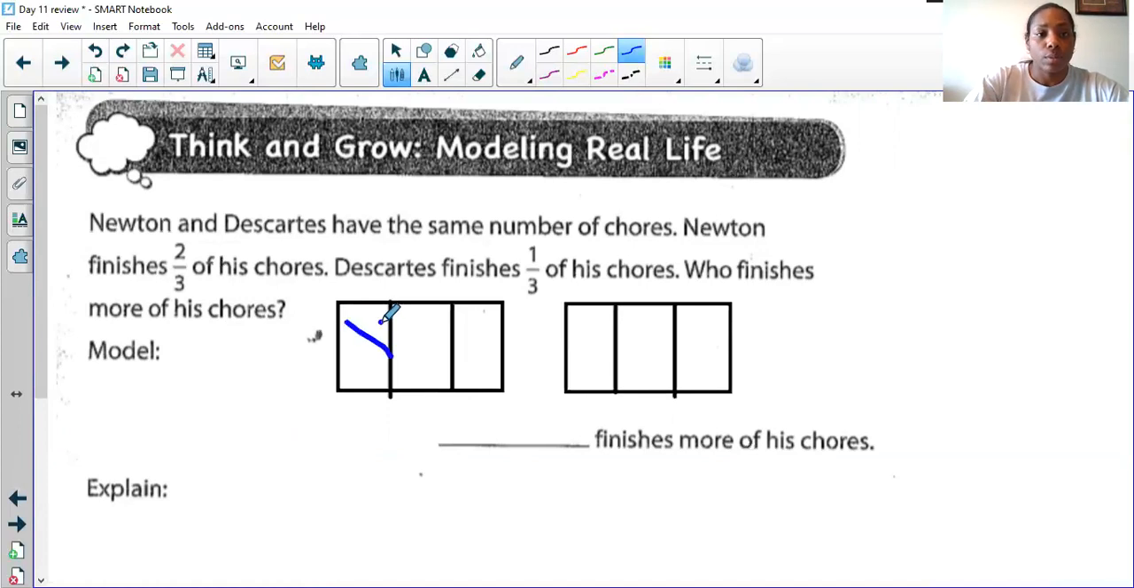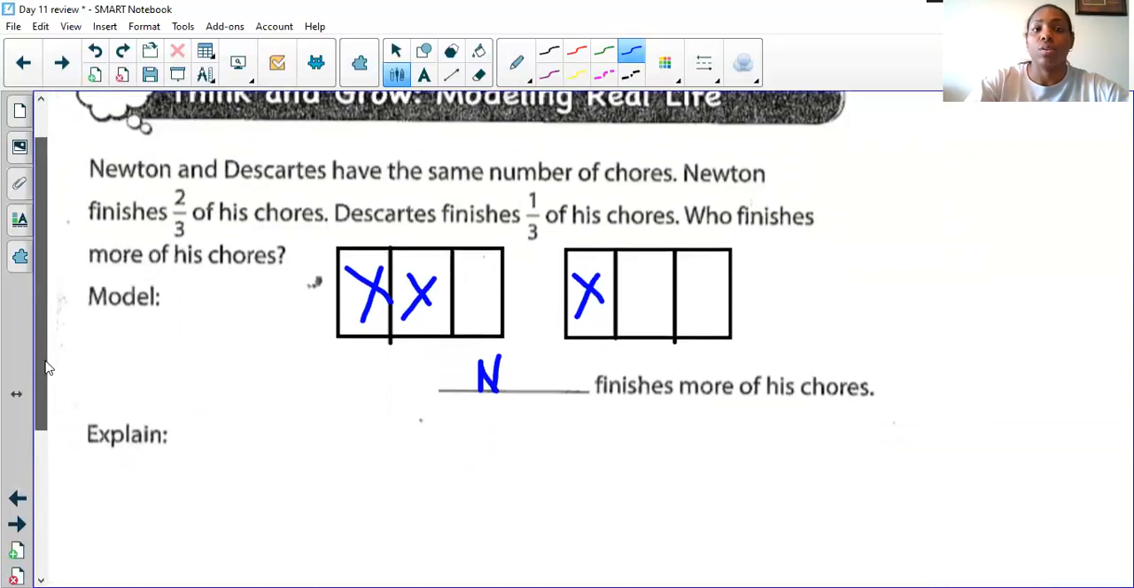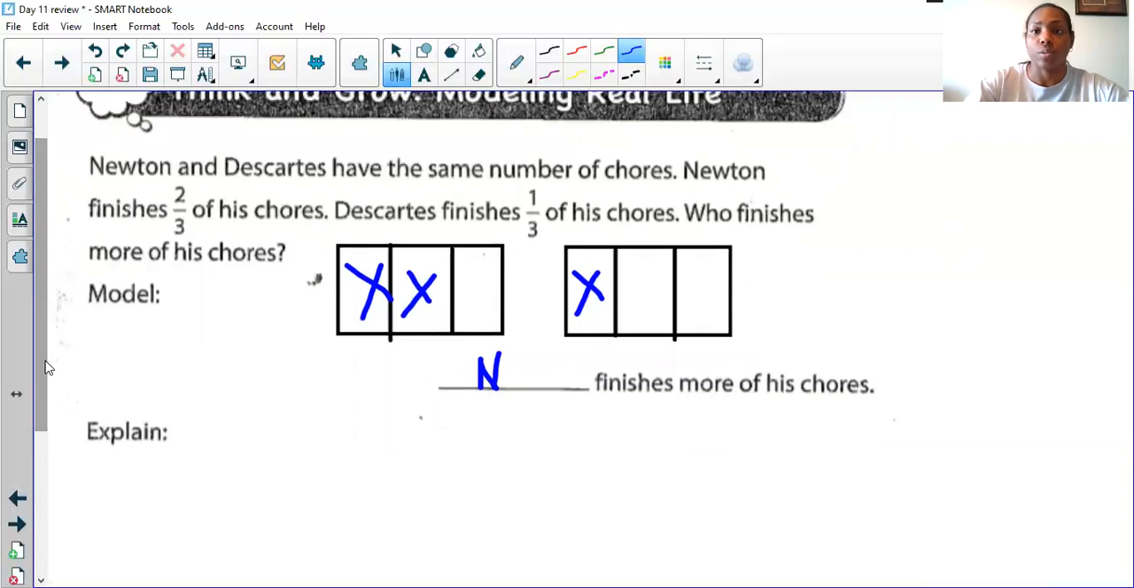So Newton did 2/3 of his chores. So we're just going to cross out 2 parts of that. And then Descartes did 1/3 of his chores. So who completed more of the chores? Who finishes more of his chores? If you said Newton, you are correct. So I want you to go ahead and write your explanation below of why Newton finished more of his chores. Go ahead and pause the video. I'll be here when you get back.